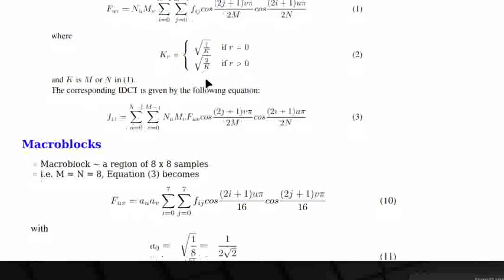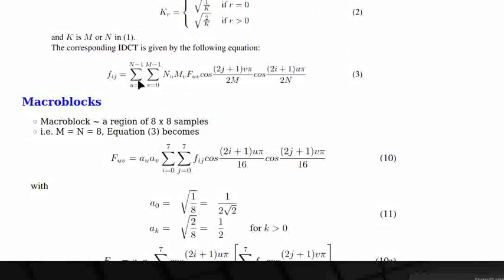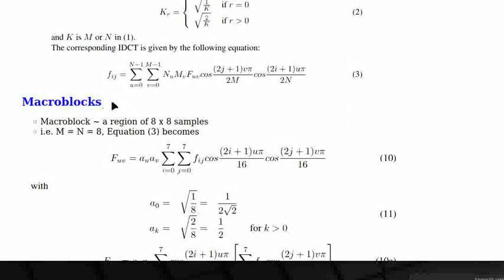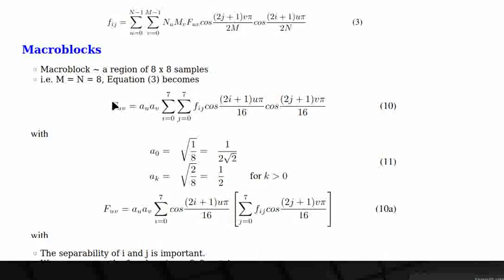The corresponding inverse discrete cosine transform, IDCT, is described by the following equation. Fij is equal to the sum over u and v for the block, with nu times mv times FUV times cosine of (2j plus 1) times v times pi over 2m, times cosine of (2i plus 1) times u times pi over 2n. In image processing, data are typically divided into macro blocks, where each macro block consists of an 8 times 8 region of samples. In this case, m equals n equals 8, and equation 3 becomes this.